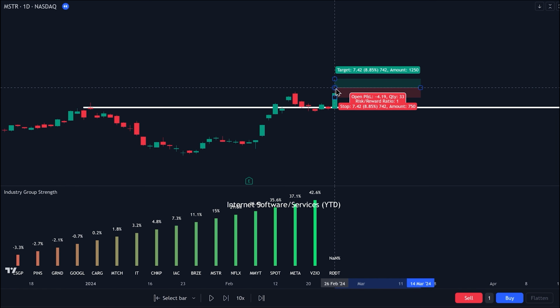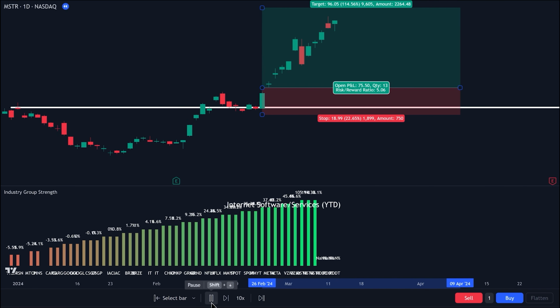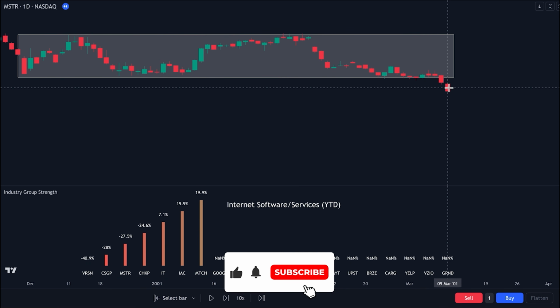The Industry Group Strength Indicator is a helpful tool for traders who want to focus on the best or worst performing stocks in each industry. By using this indicator, you can improve your trading strategy.